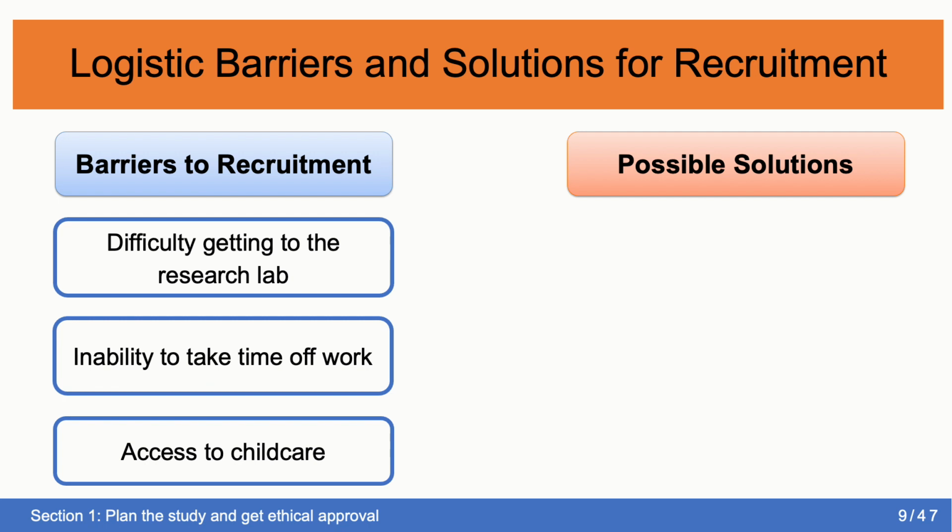Many families may be interested in participating in early autism therapy research studies, but there may be barriers that make it hard for them to join. Some examples of these barriers are difficulty getting to the research lab, inability to take time off work, and access to childcare. However, there are many possible solutions that can help overcome these barriers. Researchers should include information about these barriers and solutions in the study protocol.